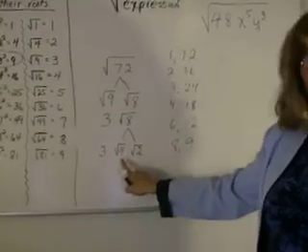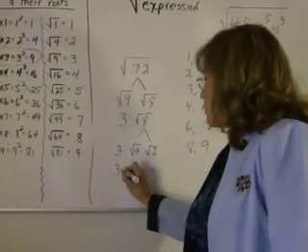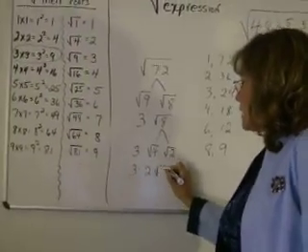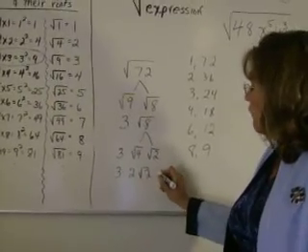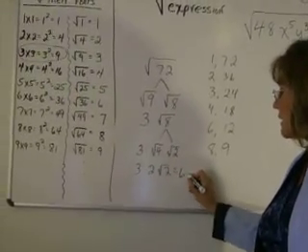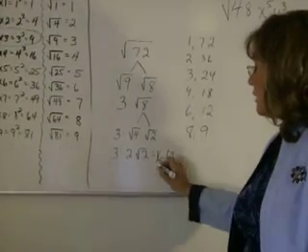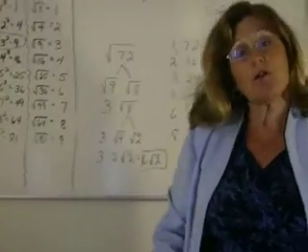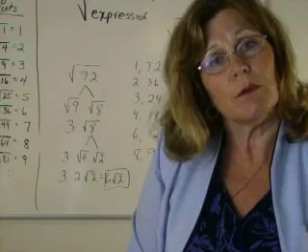Well, the square root of 4 is a perfect square. This is 3 times 2 times the square root of 2. So our final answer here would be 6 times the square root of 2. And that's our simplified radical form for 72.